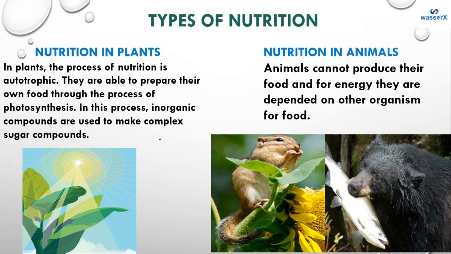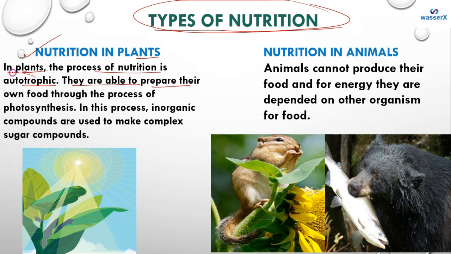Now we'll be studying this in detail. Here we have the types of nutrition. First we have nutrition in plants. In plants the process of nutrition is autotrophic. So they are able to prepare their own food through the process of photosynthesis. In this process, inorganic compounds are used to make complex sugar compounds. That's what we call autotrophs, or autotrophic.